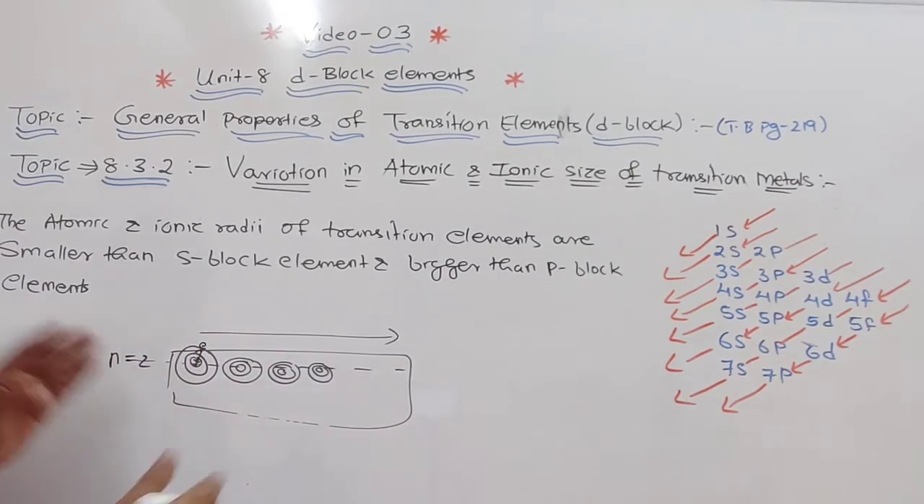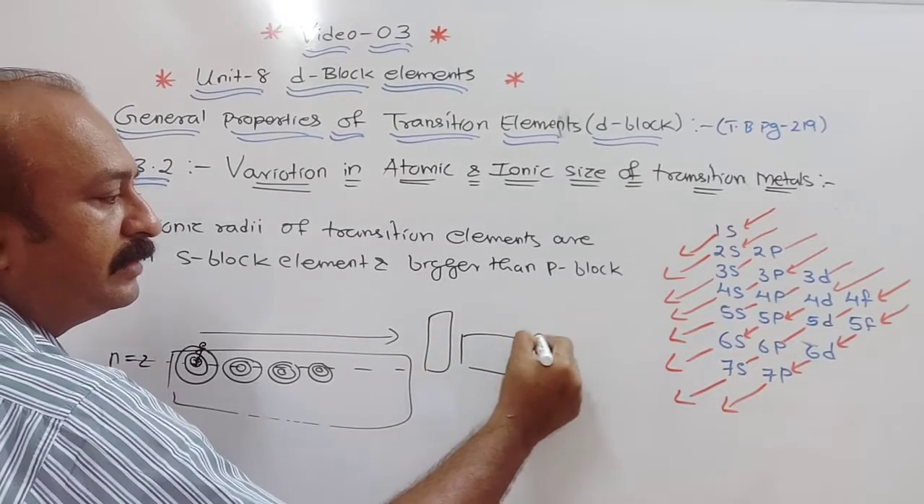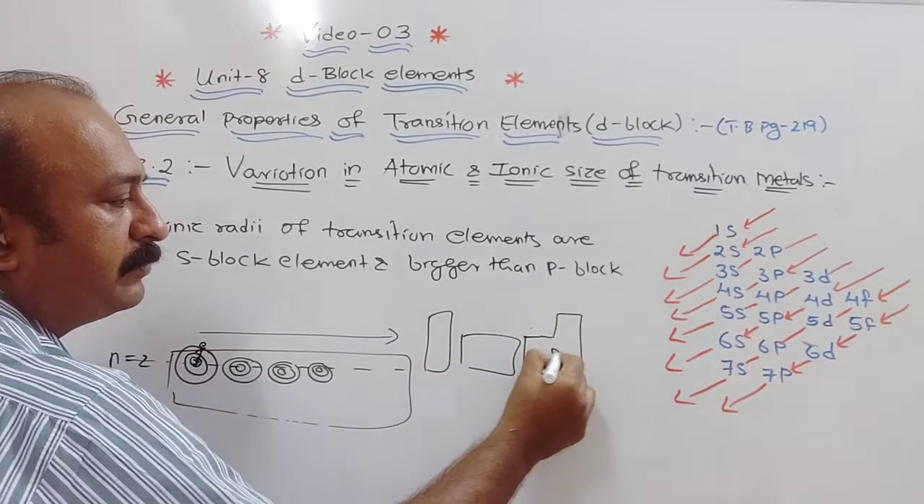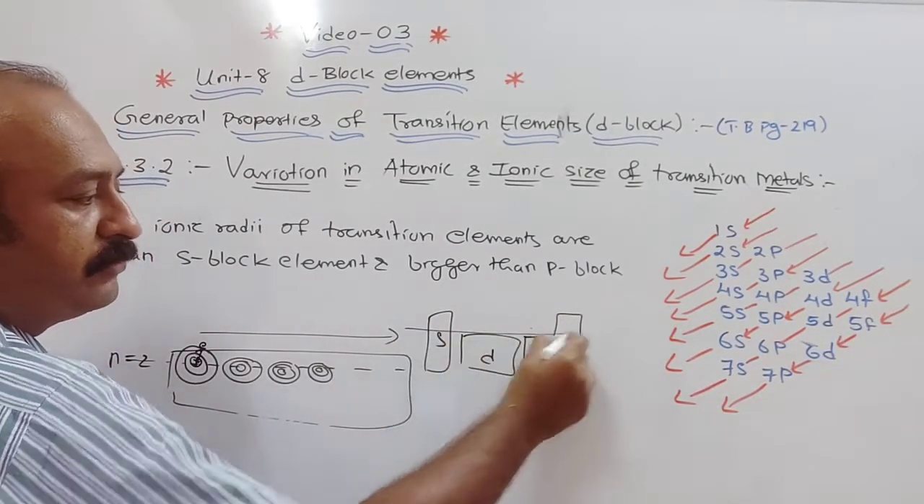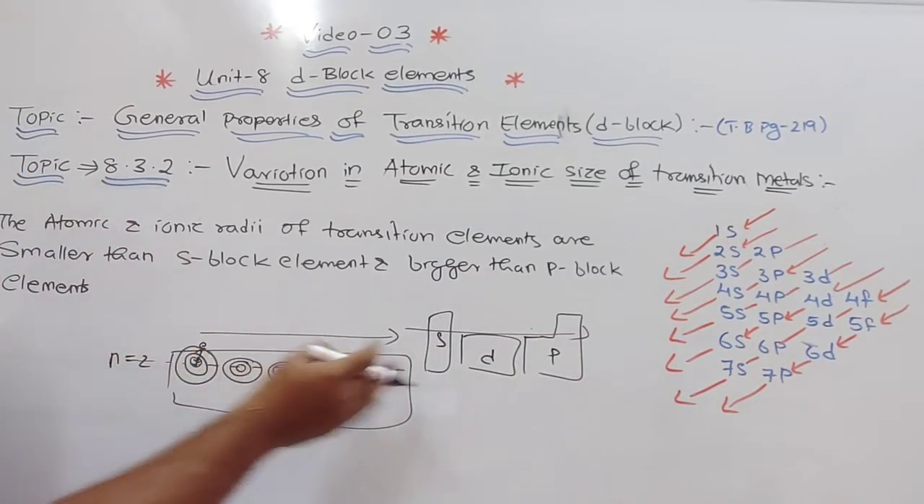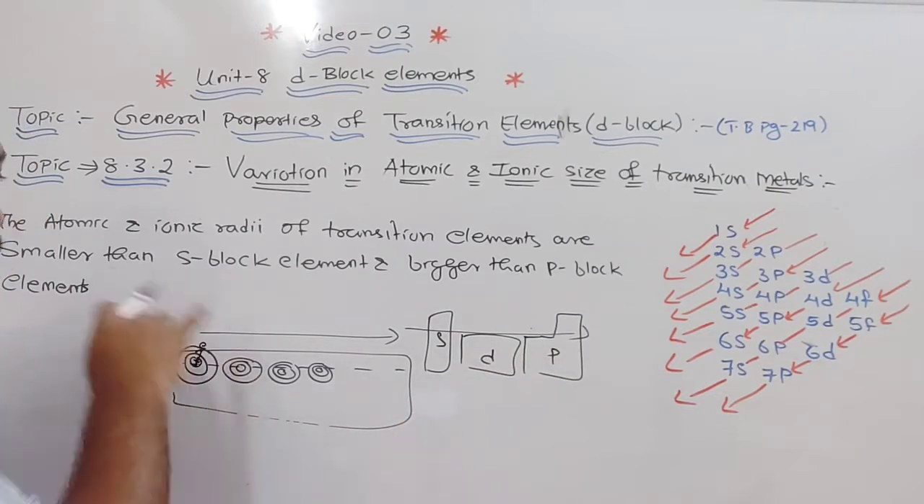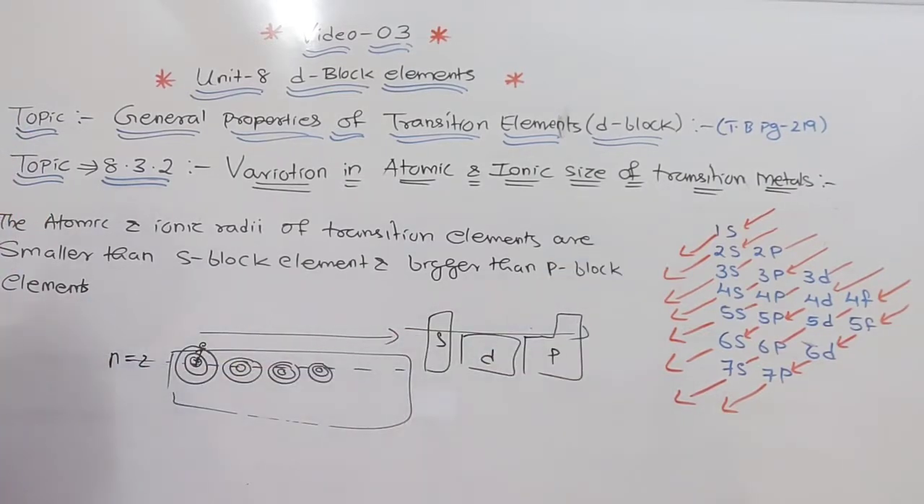Understood? So S block elements, where is our D block? S block is here, D block is here, and P block is here. So when we go from left to right, S block elements have a bigger atomic size compared to D block, and D block elements are bigger compared to P block, because atomic radius keeps on decreasing. So this is one point I wanted to discuss.